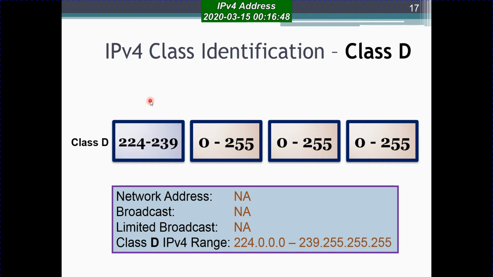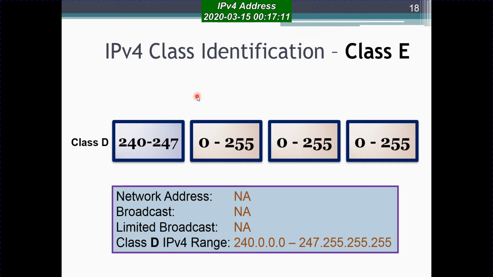So in class D, we don't have a subnet mask. Since we don't have a subnet mask, there is no such thing as a network address or broadcast address or limited address. There is no such thing as network address and host address. There is no subnet mask. So it's just a combination of bits. The most important thing is that the leftmost byte value should start within this interval.